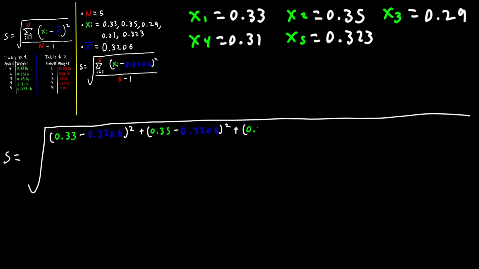This would be x of 3, 0.29, minus the average, 0.3206, squared, and then repeat the same process for the remaining x values.